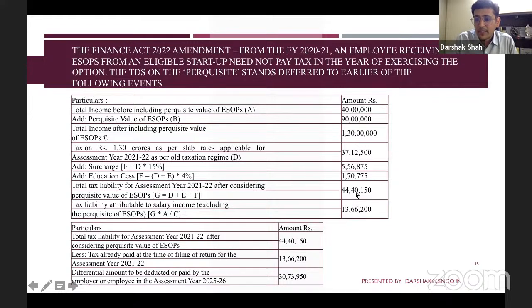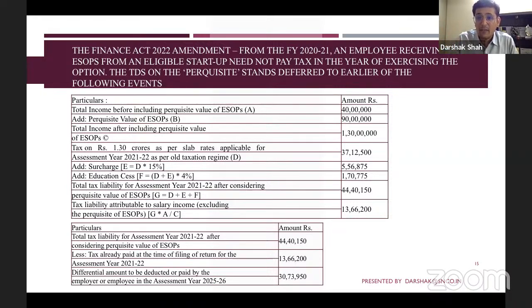44 lakhs would have been taxed, but what is going to be taxed in year one is only the proportionate value, which is 44 lakhs in our example into 40 lakhs divided by 1 crore 30, because that's something which is taxable income. So the differential amount, which is basically a tax on perquisite, is getting deferred for eligible startups, where the tax is getting deferred for the employees and they are supposed to pay tax subsequently.